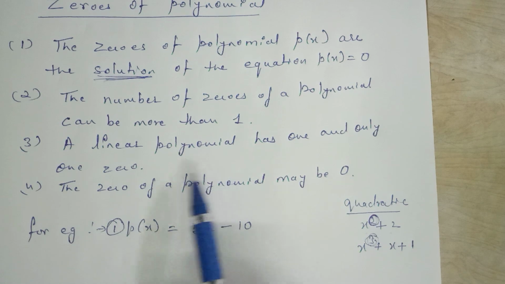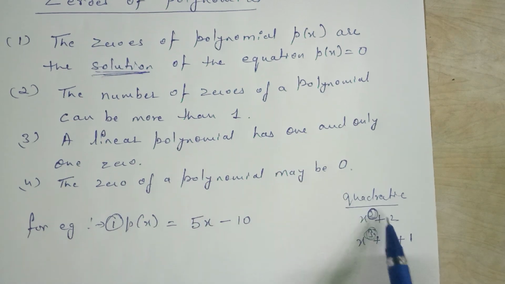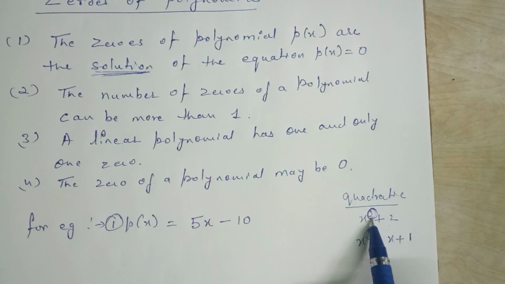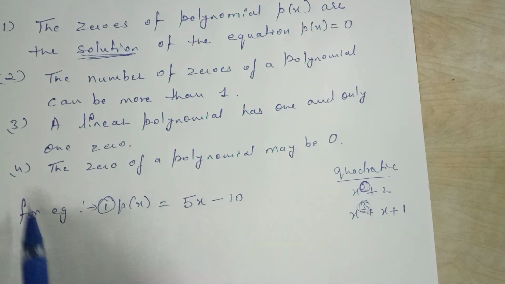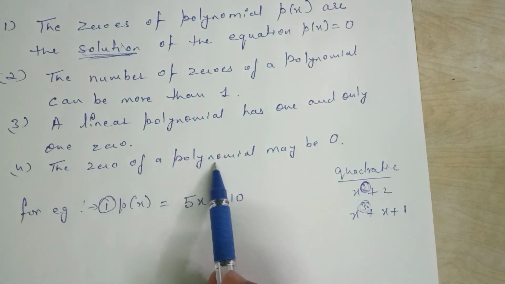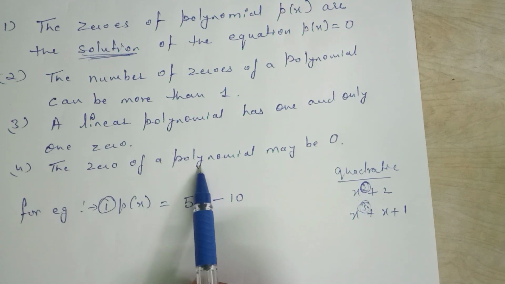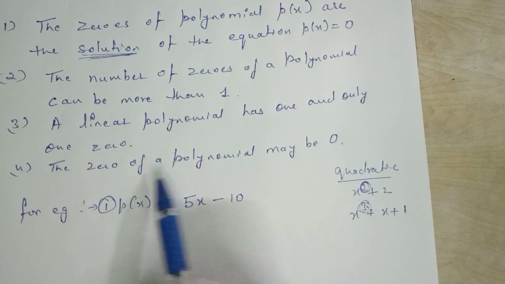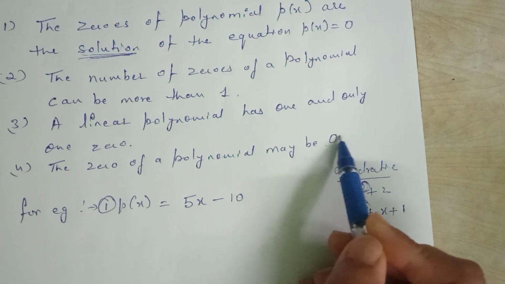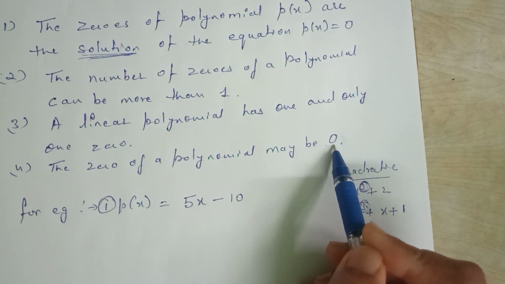If the polynomial is of more than 1 degree, that is quadratic, for quadratic, zeros are 2. For cubic, zeros are 3. According to the degree, this way we can find the number of zeros. Fourth point, the zeros of a polynomial may be 0. If we find the zero of a polynomial, it can be any value and it may be 0. You can get the value as 0.